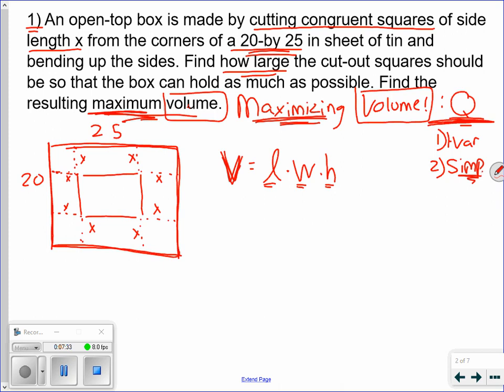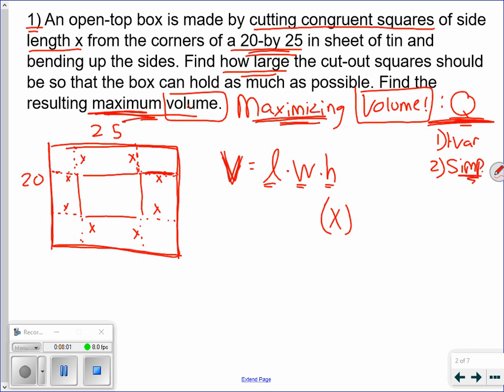All right, first things first. What are our dimensions going to be? What is going to be our variable that we can get these all in terms of? All right, well, think about this. Usually I have a little bit more discussion, but since this is a video lesson, I'm just going to talk about it. If I were to cut out a length of side x, and I fold it up, wouldn't you agree that that's going to be my height? So my height in this case is x.